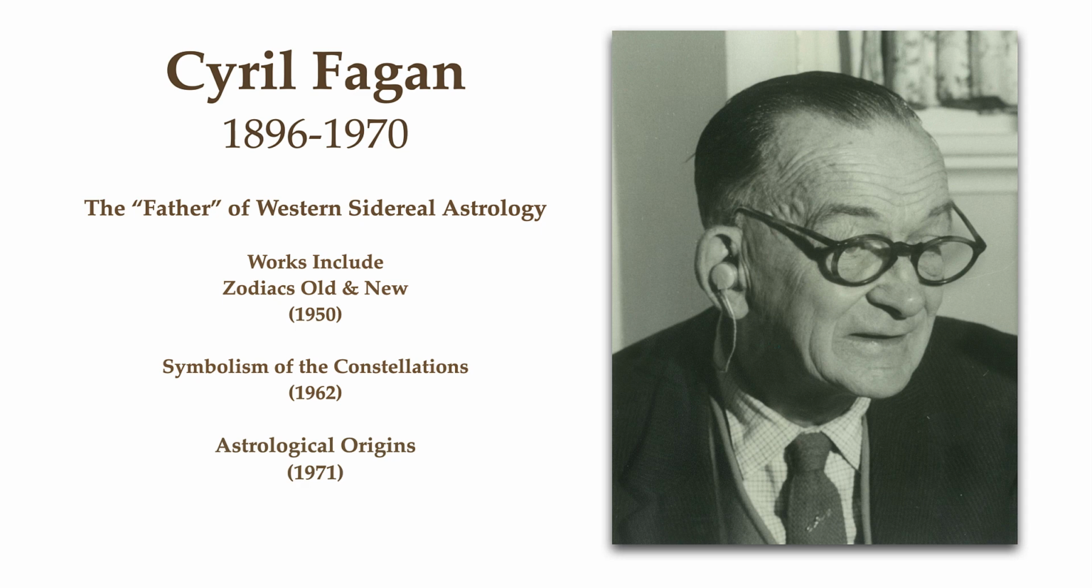Fagin's books include Zodiacs Old and New, published in 1950, Symbolism of the Constellations, that came out in 1962, and Astrological Origins, that appeared after his death in 1971. However, many believe that his greatest contribution to the field may have been Solunars, the monthly column he wrote on Western sidereal astrology for American Astrology magazine. This column, which ran for 17 years, did more to introduce sidereal astrology to a new generation of astrologers than any of his three books.